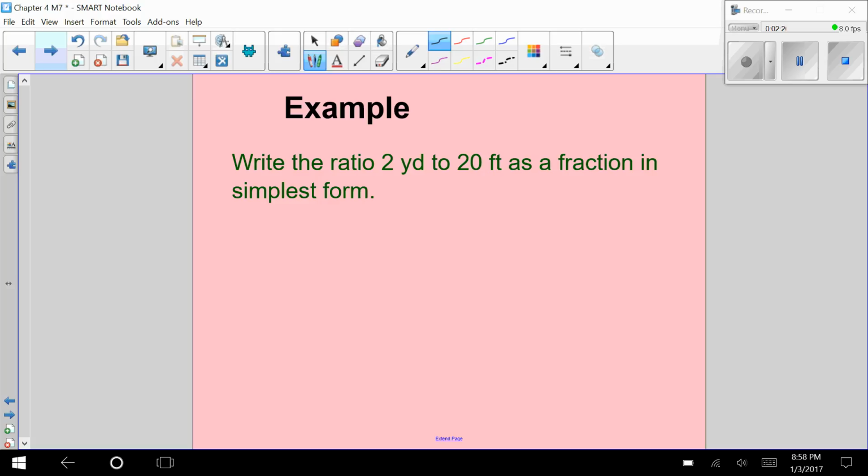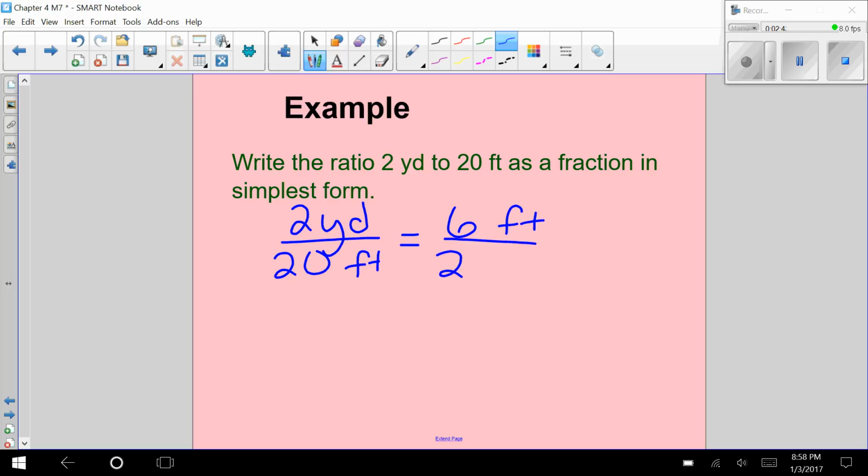Now we're going to write the ratio of 2 yards to 20 feet as a fraction in simplest form. The first step is to just write it as a fraction. 2 yards to 20 feet is 2 yards over 20 feet. Now the problem here is that the top one is yards, the bottom is feet. We need to change yards into feet. There are 3 feet in the yard, so 2 yards is 6 feet. Over 20 feet.